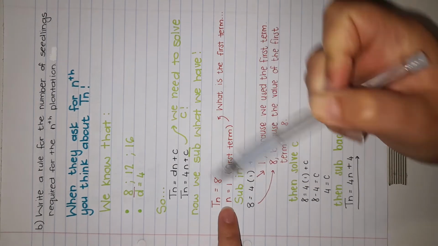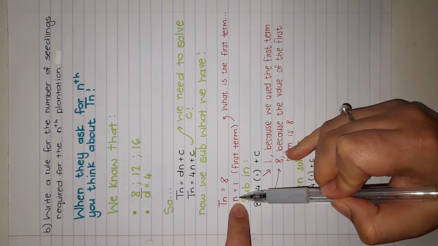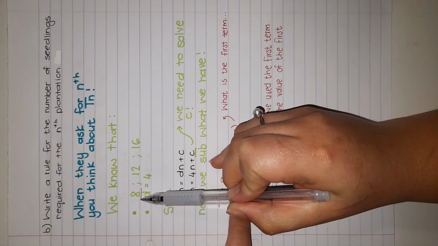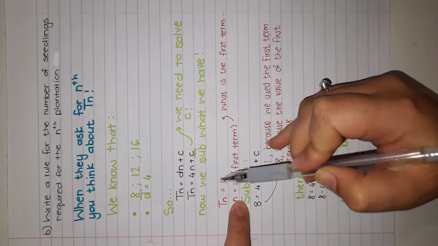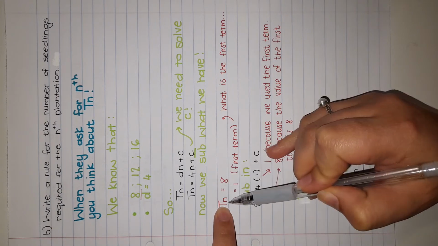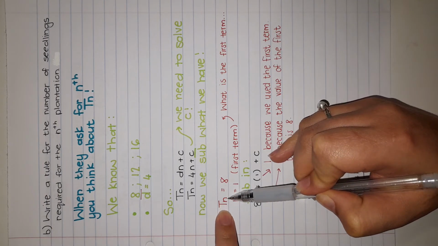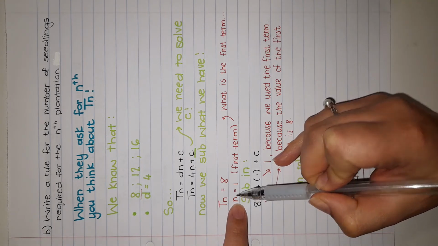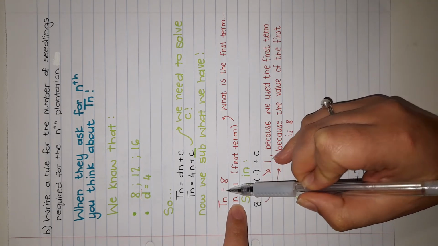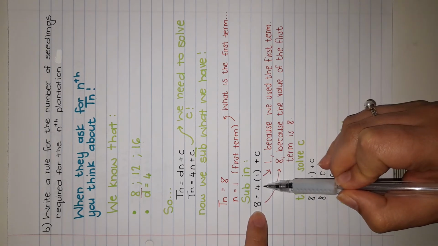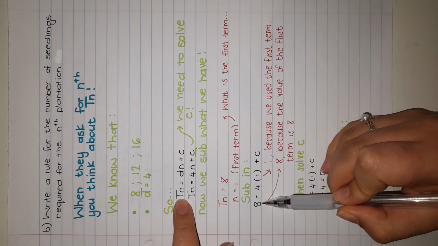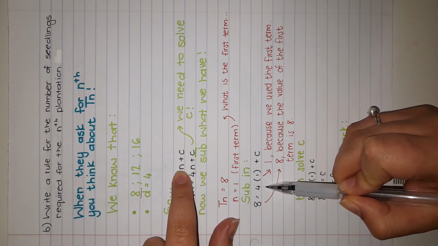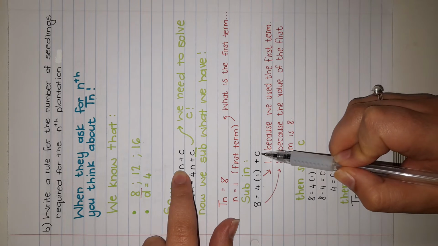So now I know my first position, my n, we said n is the position, so my first position value is 8. So that value I'm going to substitute in Tn. Because my first position is 8, I'm going to substitute it like this. So do you see Tn became 8? Because my n is 1. My 4 stays the same because that's my difference. And now I solve for c.